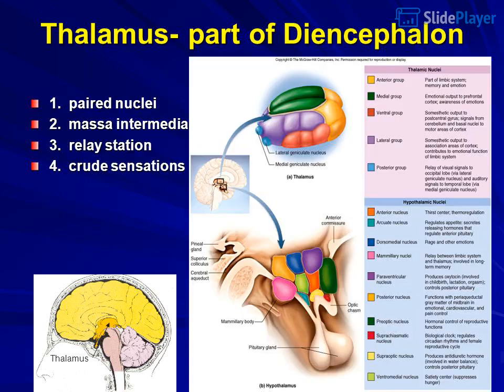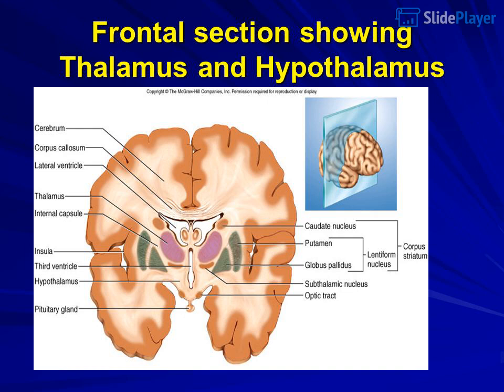Midbrain. Thalamus, part of the diencephalon. 1. Paired nuclei. 2. Massa intermedia. 3. Relay station. 4. Crude sensations. Thalamus. Frontal section showing thalamus and hypothalamus.